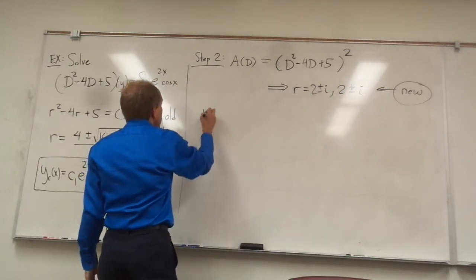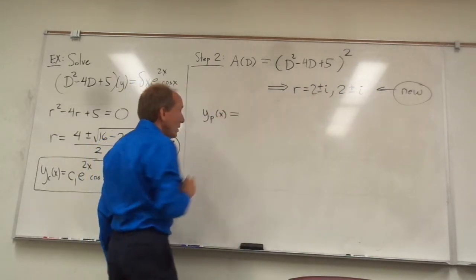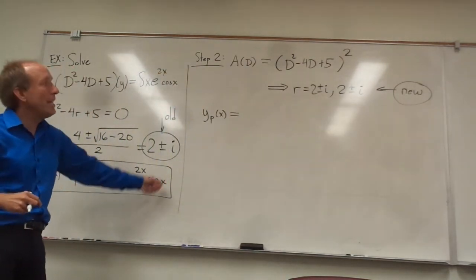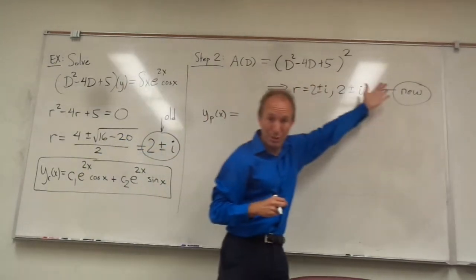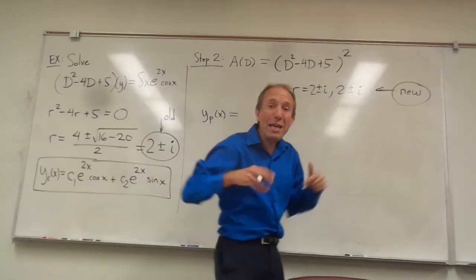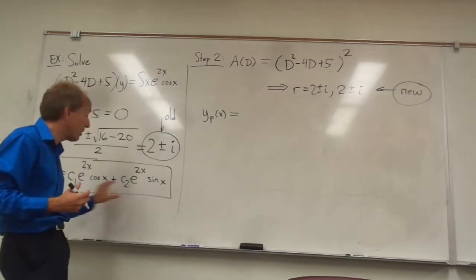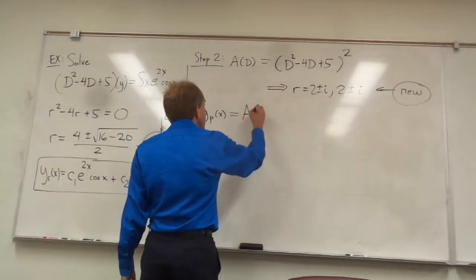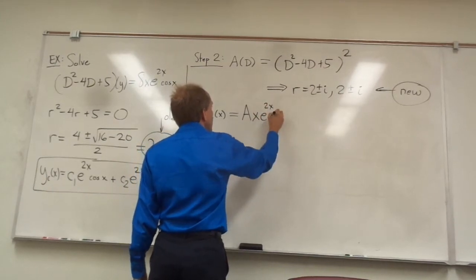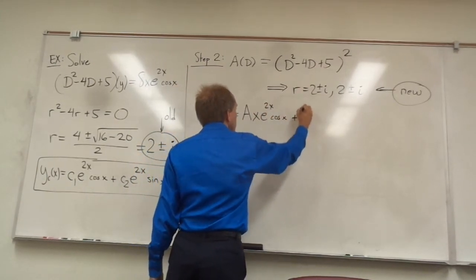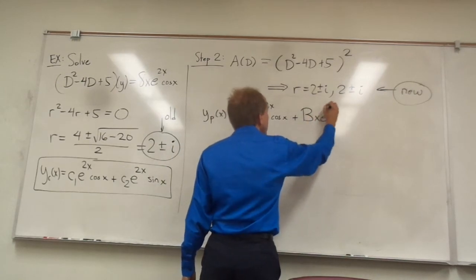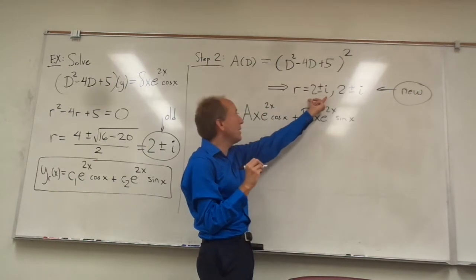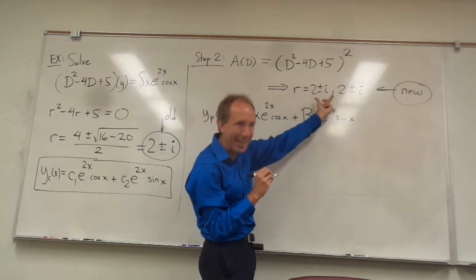So if I think about the particular solution, remember, you're going to start with these two terms. If we are repeating roots, if we have repeat roots, we have to stack those x's in front of these terms, don't we? So it's going to look like this. It's going to be a x e to the 2x cosine of x plus b x e to the 2x sine of x. That handles the first set of repeats of 2 plus or minus i.